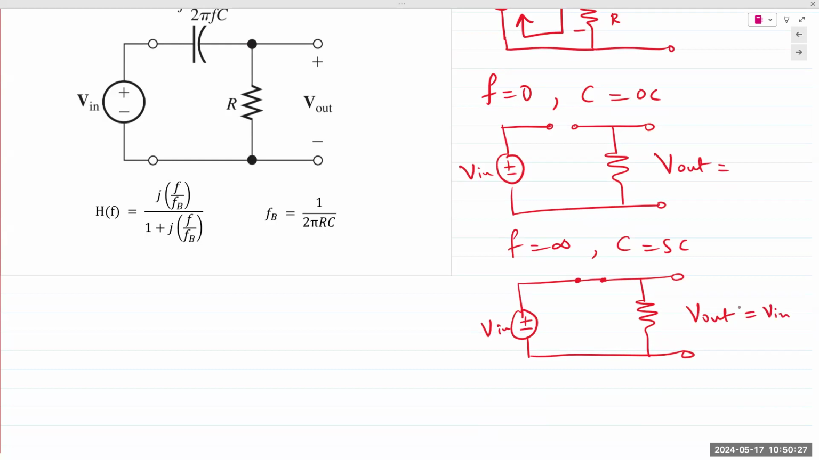How about low frequencies? Nothing. There's no current flowing through the circuit. So output V out is equal to 0. So low frequencies are blocked and high frequencies are allowed to pass through. Hence, it works as a high pass filter.